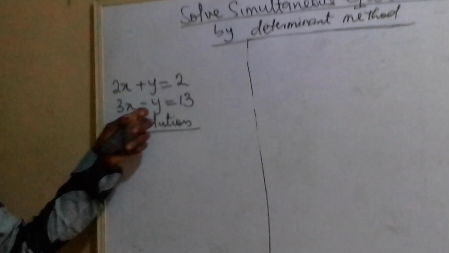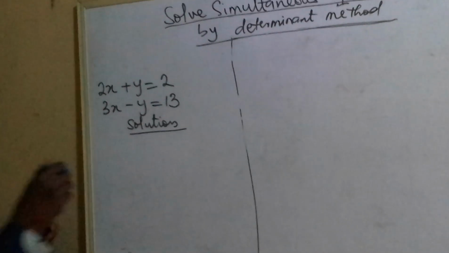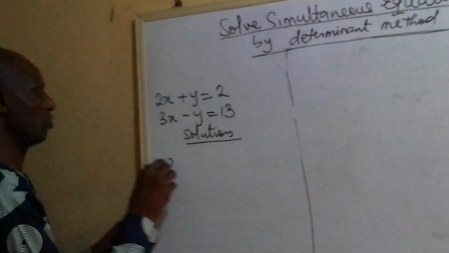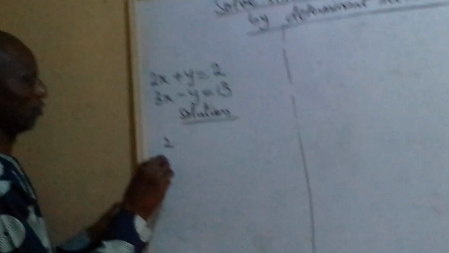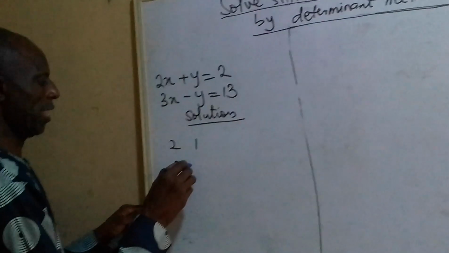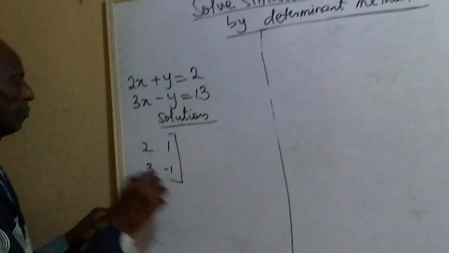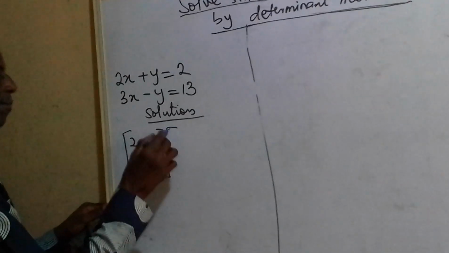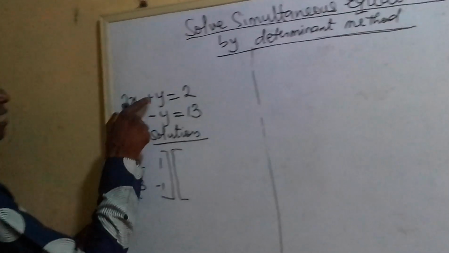2x plus y is equal to 2. 3x minus y equals 13. So we pick the coefficients. The coefficient of x in equation 1 is 2, the coefficient of x in equation 2 is 3. This one is 1, here is minus 1. And what are the variables involved? They are x and y.